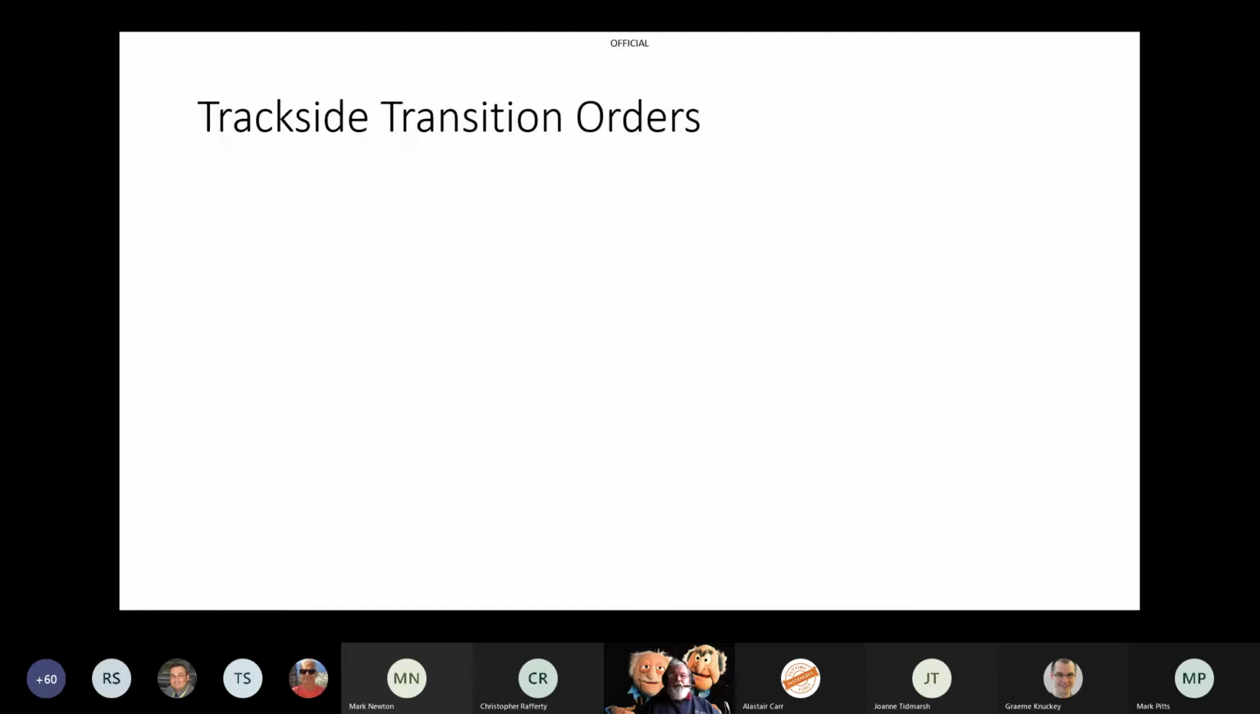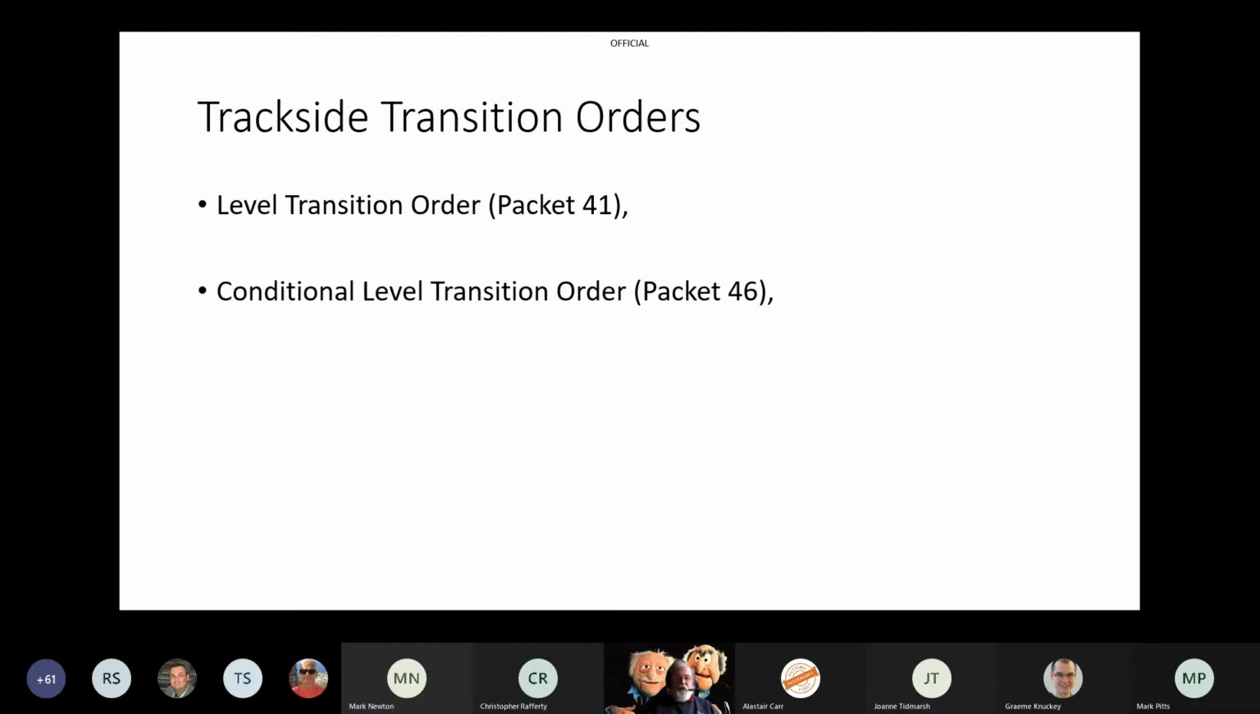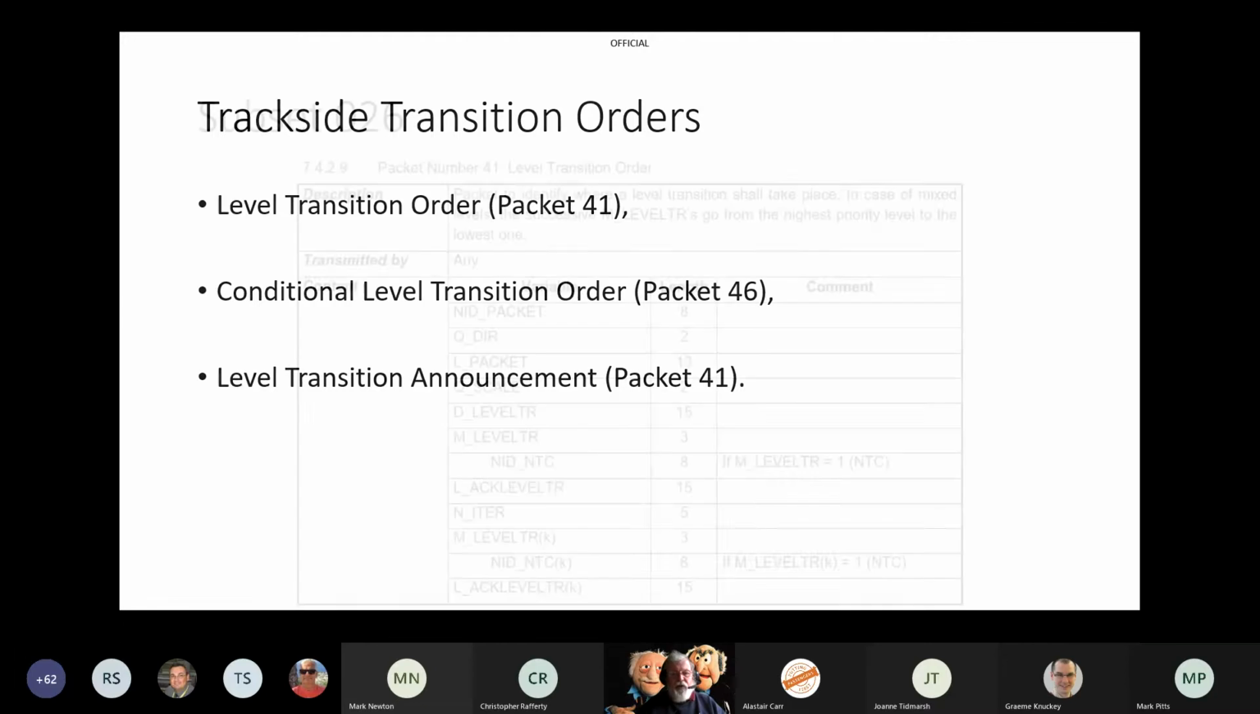So how does the trackside convey this information? Well, the first thing is it can use a level transition order, packet 41, or it could use a conditional level transition order, packet 46, or it can send a level transition announcement, packet 41. Now you'll notice that the same packet can be used for the level transition order and the level transition announcement. So let's have a look at that packet and try and understand how it works.